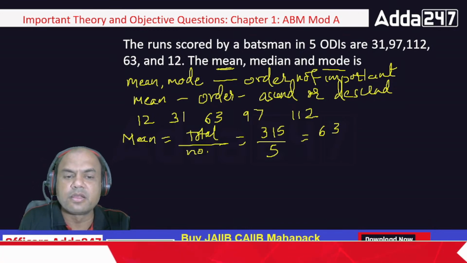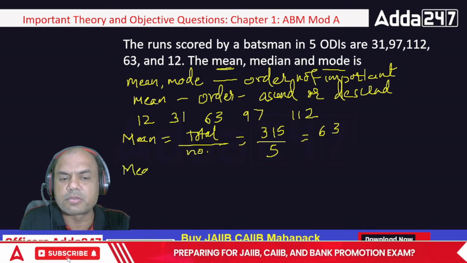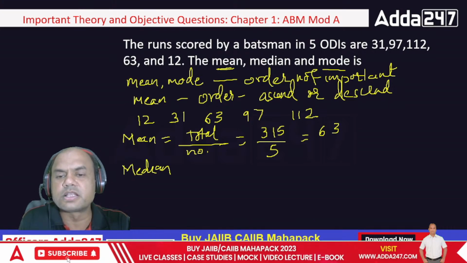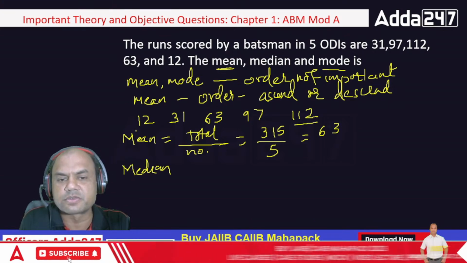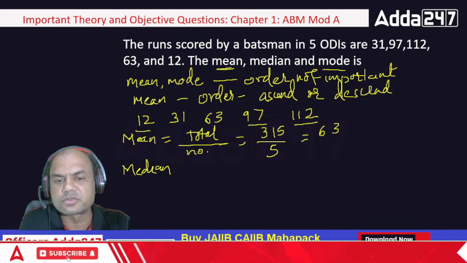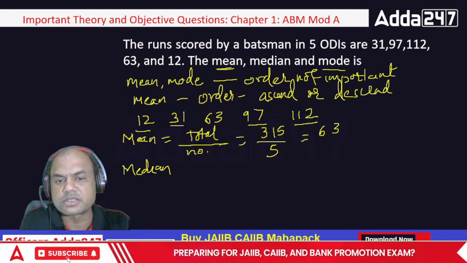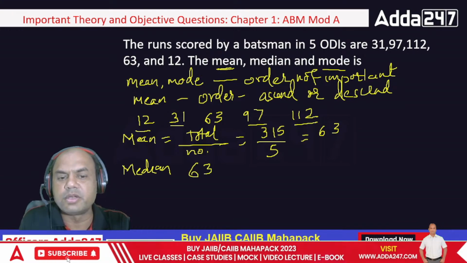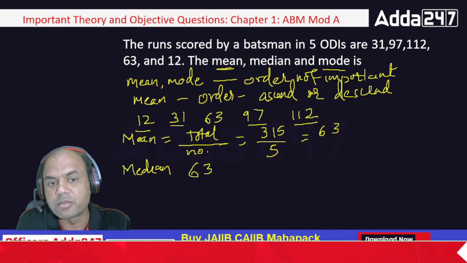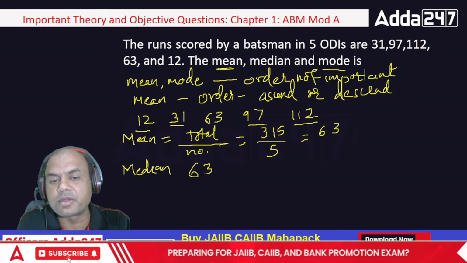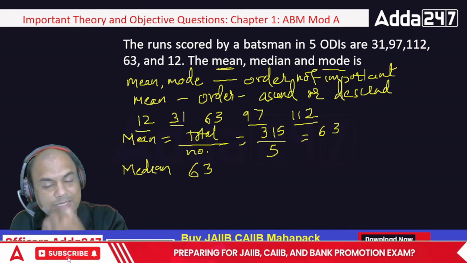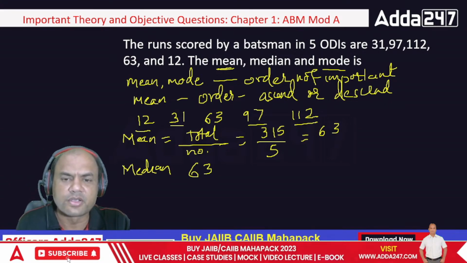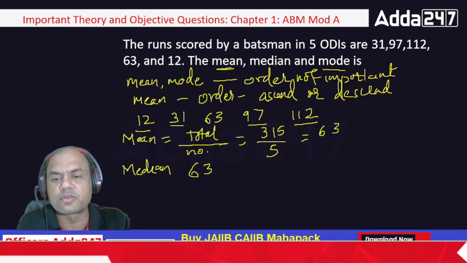What is the median? Median is always the central number. So remove the last one, remove the first one, remove the second last one, remove the second one, and what is the central number? 63. So 63 becomes the median over here. Remember, the mean and median luckily have come the same over here. It is not that they'll be the same always. These two are totally different aspects altogether.